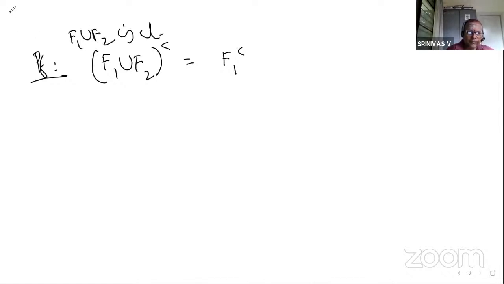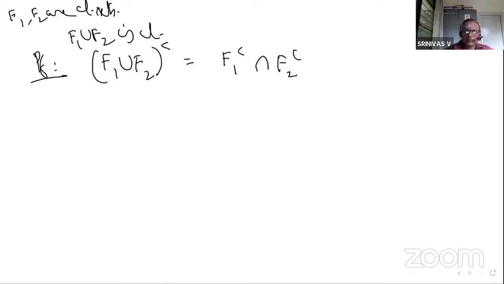Our assumption is that F1 and F2 are closed. These are two closed sets. We are looking at their union, and we want to show this is closed. So look at its complement. What is the complement of the union? It is F1 complement, and what else comes here? By De Morgan's law, it is intersection F2 complement.